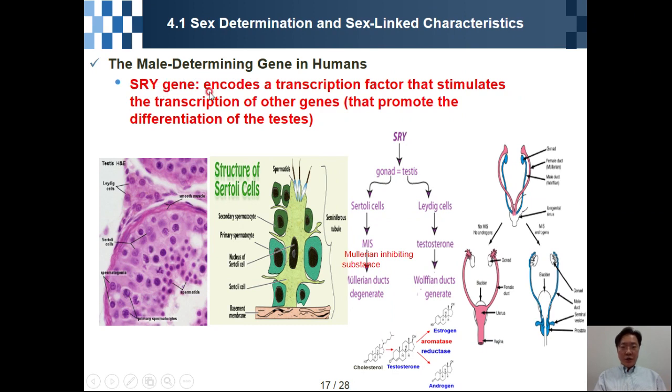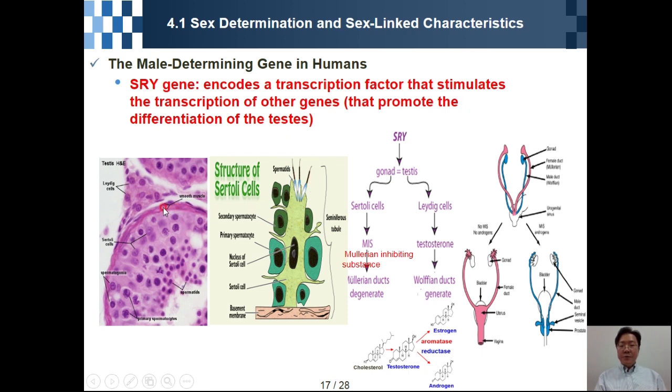The SRY gene encodes a transcription factor that stimulates the transcription of other genes, especially genes that promote the differentiation of the testis. So this is the testis. The testis is composed of Sertoli cells, which play a very important role in the maturation of sperm. So this is the Sertoli cell. The primary spermatocyte is located here, and the secondary spermatid is located here. After that, they will make sperm like this.